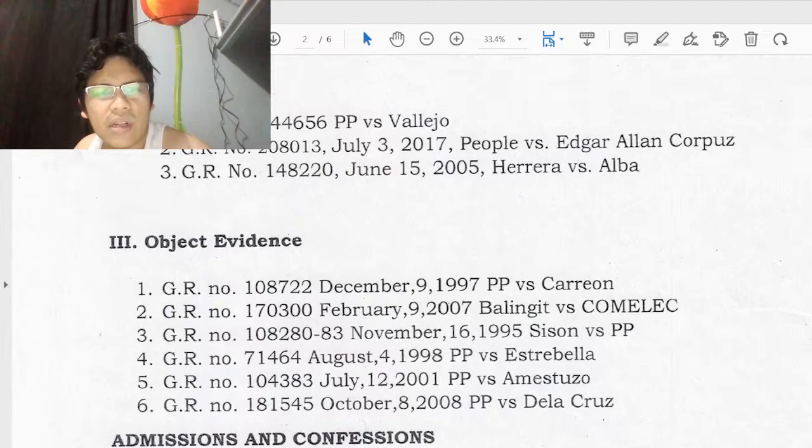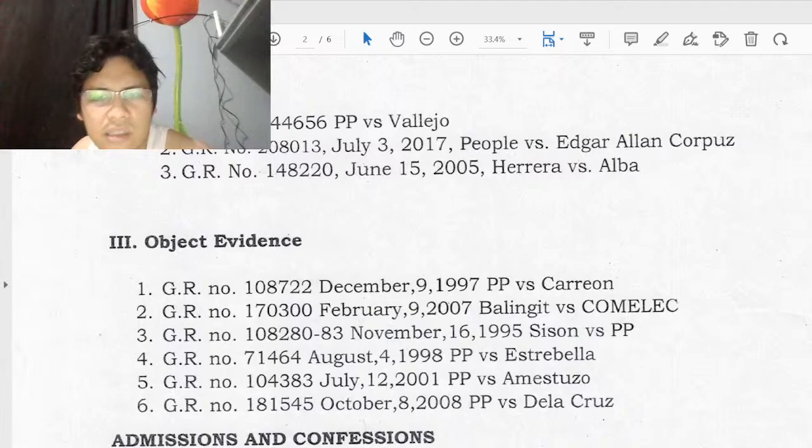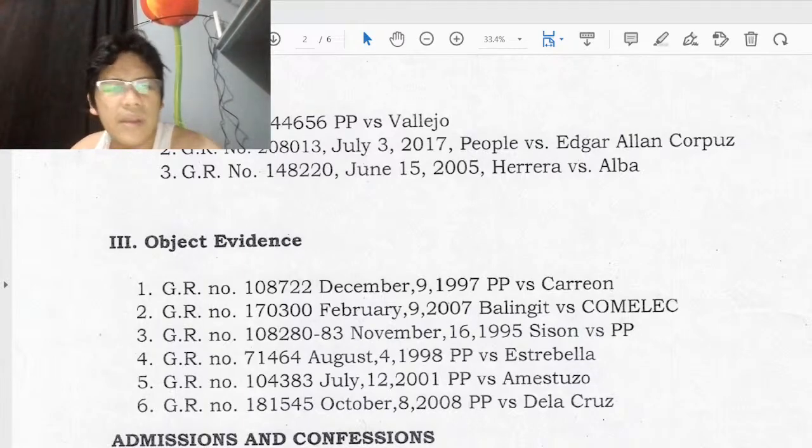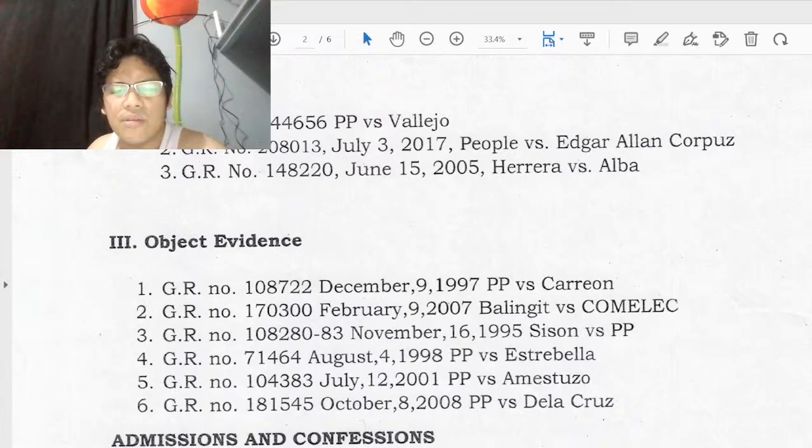So the doctrine, the lesson there, is that there is no rule that the apprehending officer must deliver the specimen to the crime laboratory for testing. What is more important is the transmittal of the specimen, which was not vitiated. Okay. So that's how it goes. Let's go to the next case.